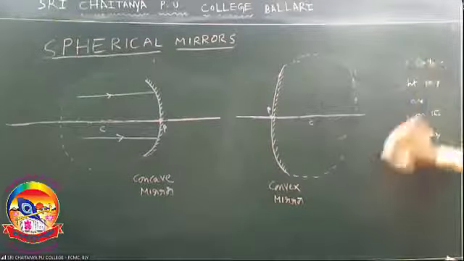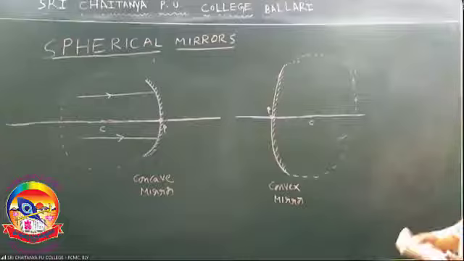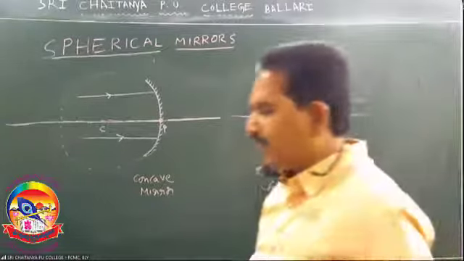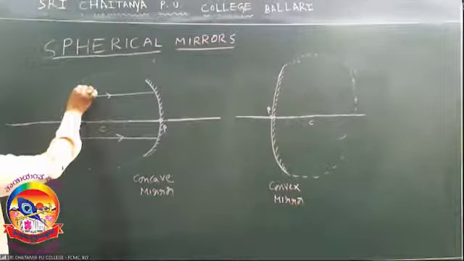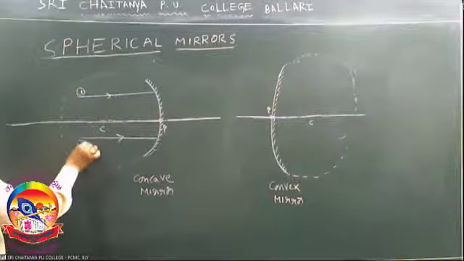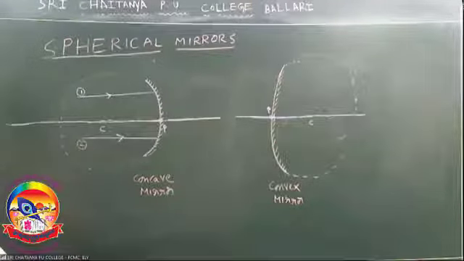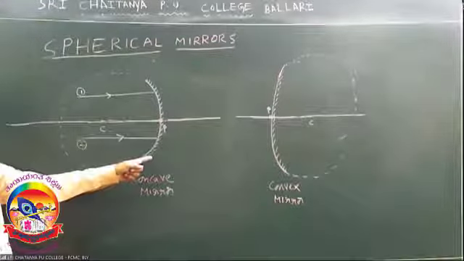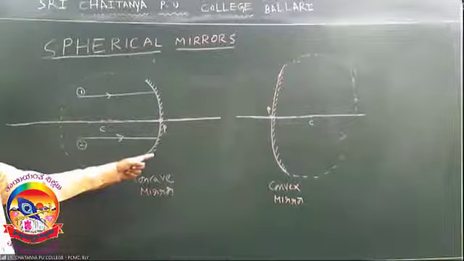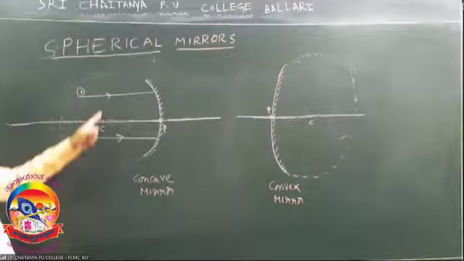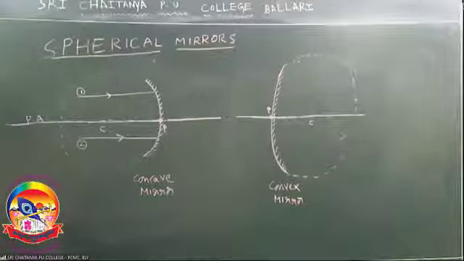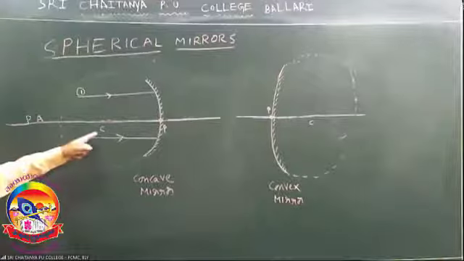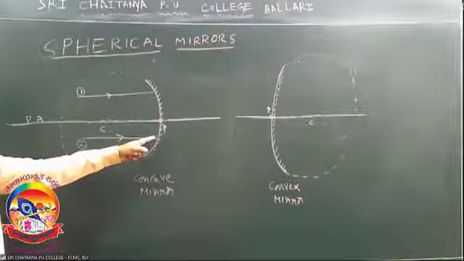Now, coming to the principal focus. Now we know what are marginal rays and what are paraxial rays. Let us consider this is 1, this is 2. These two light rays are the paraxial rays which are falling onto the concave mirror parallel to the principal axis. This is the principal axis, passing through the center of curvature and pole of the mirror.